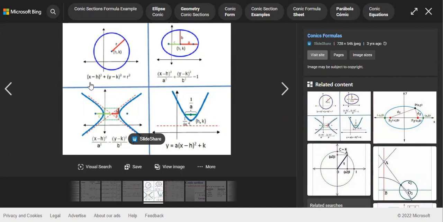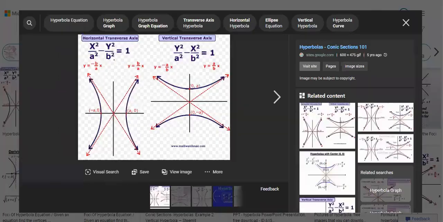Ellipses, they stick together. That's the plus sign in between the terms. Hyperbolas have the minus sign. If you remember, there's two different kinds of hyperbola equations where you got a horizontal transverse axis. So that means it opens left and right if the x squared term comes first, and then opens up and down if the y squared term comes first.